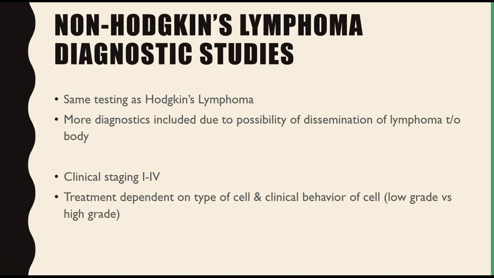Treatment is dependent on the type of cell and the clinical behavior of the cell. So is it a low grade or high grade type of cell, which means low grade is kind of low level, they call it indolent, not growing too quickly, kind of a slower type of development of the cancer, versus high grade where you have a very aggressive, rapidly developing type of cancer. So the treatment is all dependent on those factors.